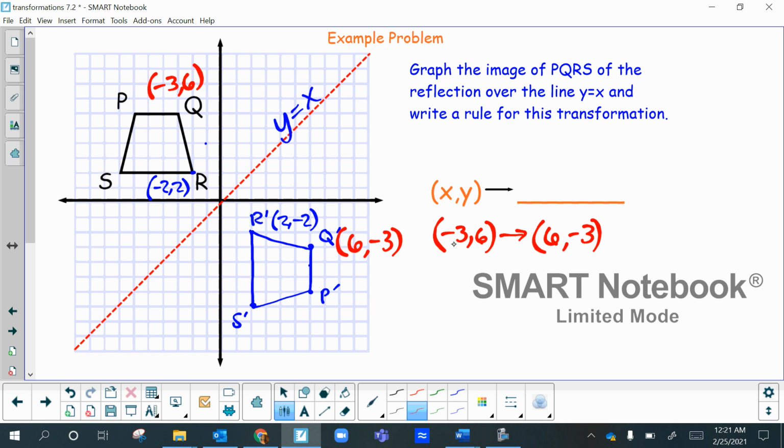So what happened here? Looks like they just switched positions. The 3 was in the front over here on the X, now it's on the Y. This was on the Y, now it's on the X. So that's what your rule is going to look like. It's just going to be a switch of the Y and the X, and that's always going to be your rule for reflecting over that line. Okay, so be able to reflect over another type of line as well.